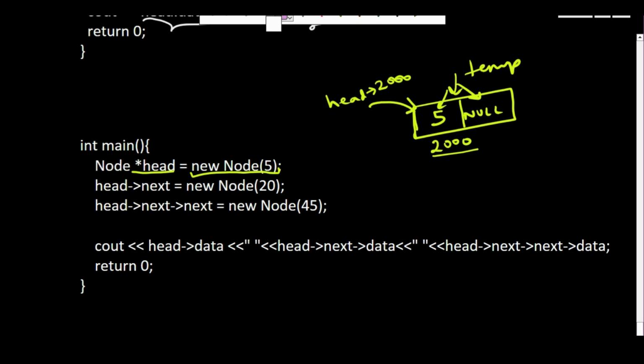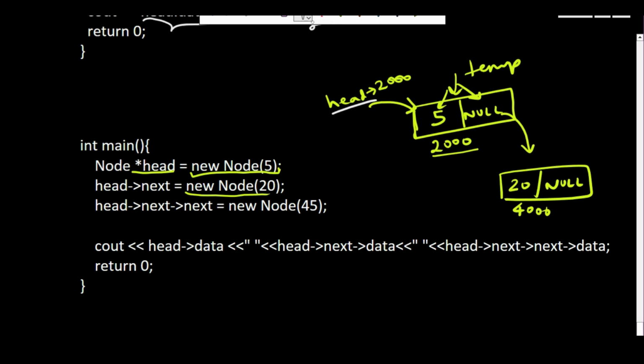Okay, so what we do, head next. That means this pointer's next variable will be equal to what? So head is pointing here and its next will be what? A new node will be created with this, and it will have 20 as value, next as null. Now let's suppose the base address will be 4000. Head's next will now store the value 4000.